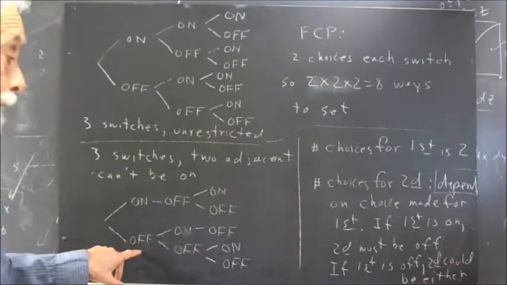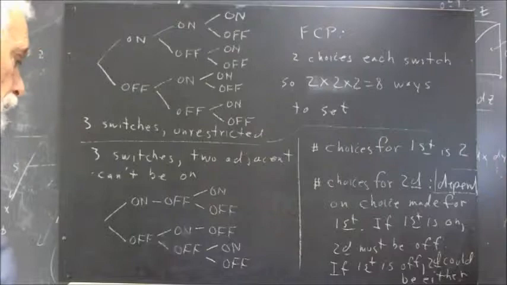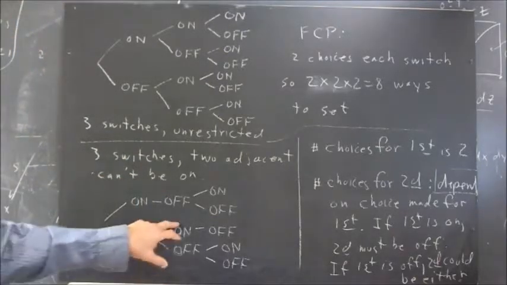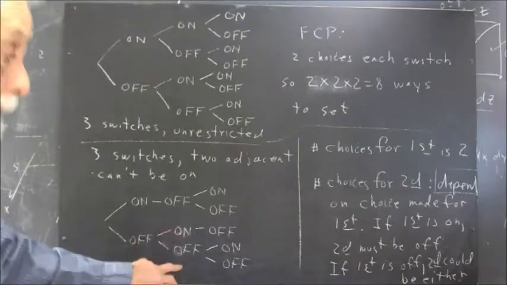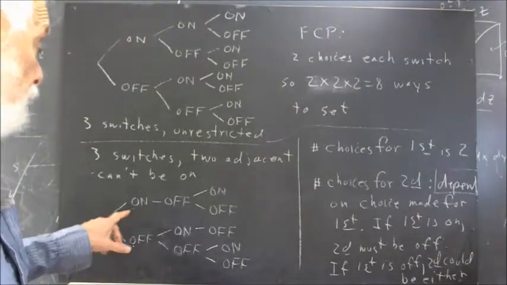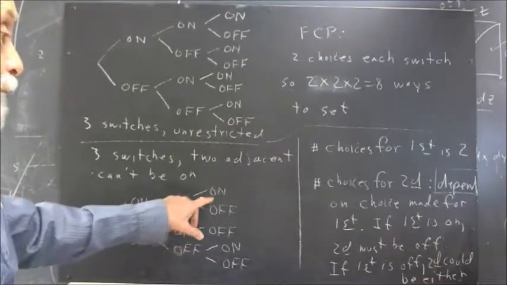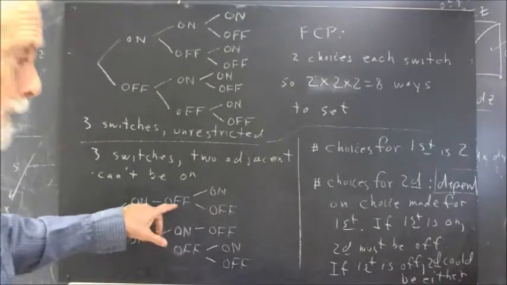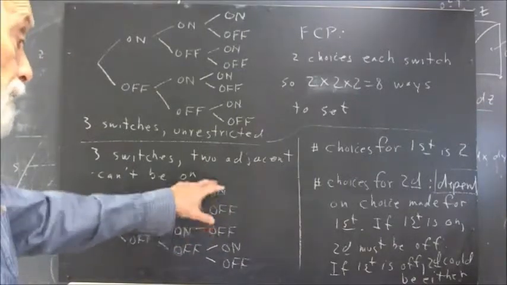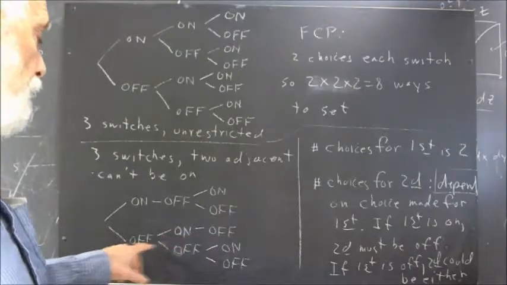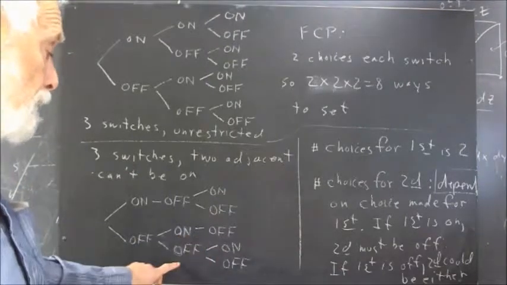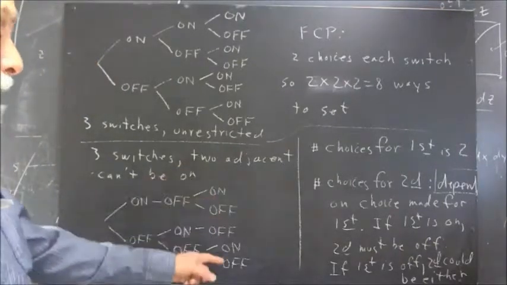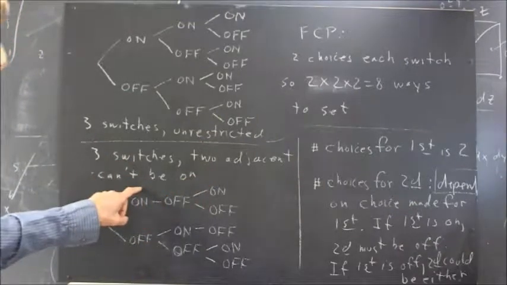Now, if the first switch is off, then the second switch could be either on or off. It would be okay either way, because you would not at this point have two adjacent switches being on. So if the first switch is off, you have either of these two choices for the second. Now, if the first is on and the second is off, then what? Well, then the third switch can be either on or off, because the second switch being off, the second and third switch could not both be on, so you have that possibility. If the second switch is on, the third switch has to be off. If the second switch is off, then the third switch could be either on or off. So now we have a tree that represents the five different possibilities, with the restriction that two adjacent switches can't be on.